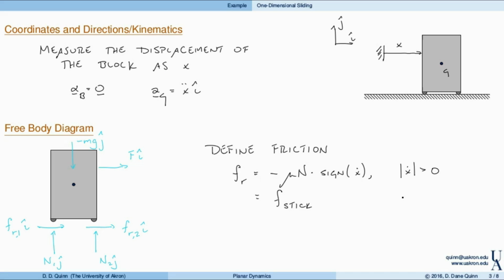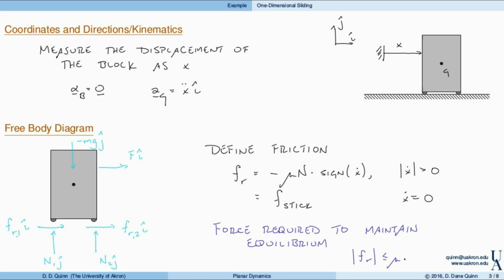In contrast, if the block is not moving, then the value of the friction force is whatever is required to maintain equilibrium. So again, this F stick is the force required to maintain equilibrium, or in particular a state of stick. And we have our inequality that the magnitude of the friction force must be less than or equal to mu N. So this would tell us when we transition between a state of stick and a state of slip. So these are the forces that act on the system.